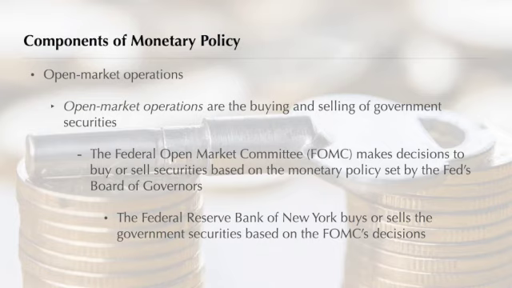The main tool of the Fed is open market operations, or the buying and selling of government securities. The Federal Open Market Committee, or FOMC, makes decisions to buy or sell government securities based on the monetary policy set by the Board of Governors. The Federal Reserve Bank of New York conducts the transactions through private securities dealers who buy and sell billions of dollars worth of government securities in a single day.